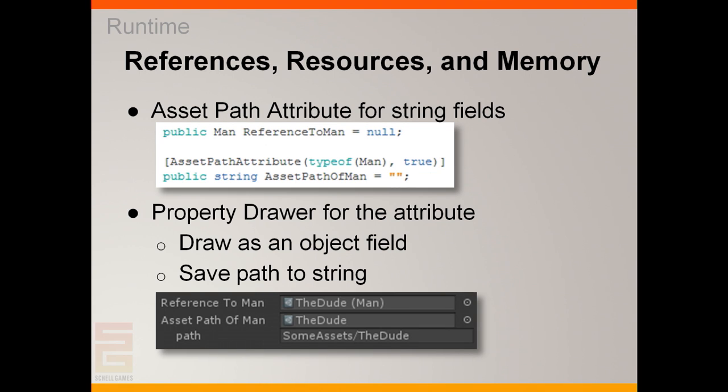Your reference to a man is just what you would expect to see. But now this string, which we would expect to just see like this in the path section here, which is just part of the property drawer that shows you the actual text, has an object picker, an editor object field there, so you can drag and drop your asset in, and it'll automatically fill in your path.